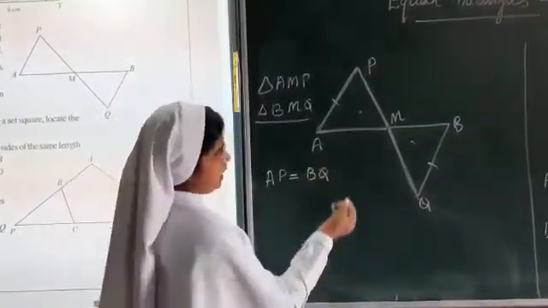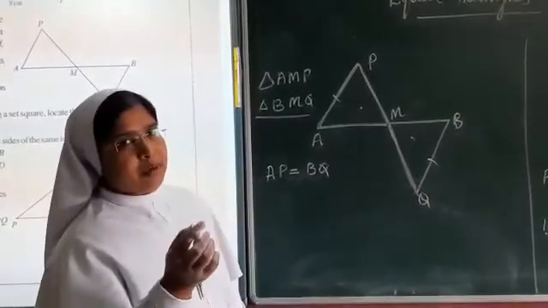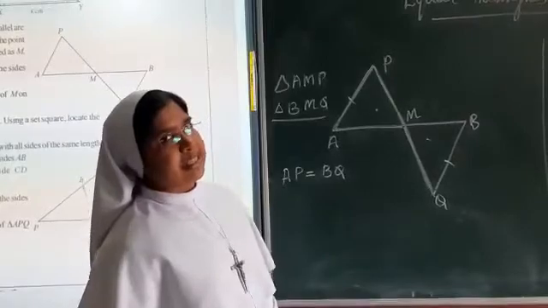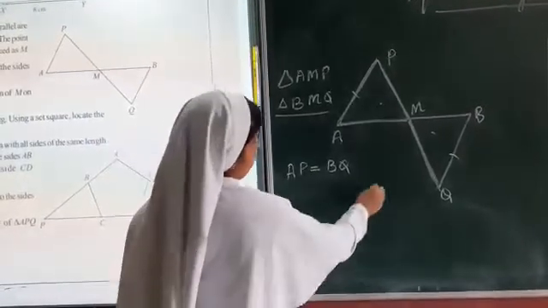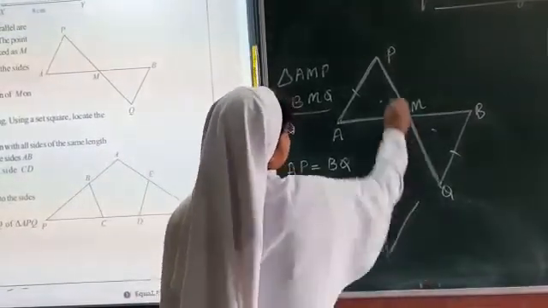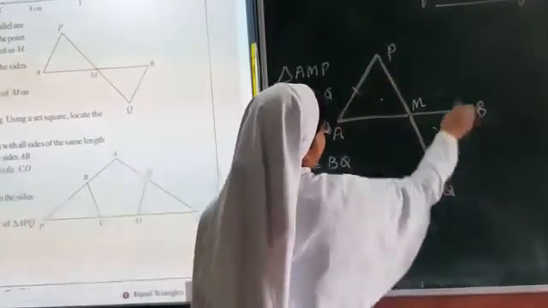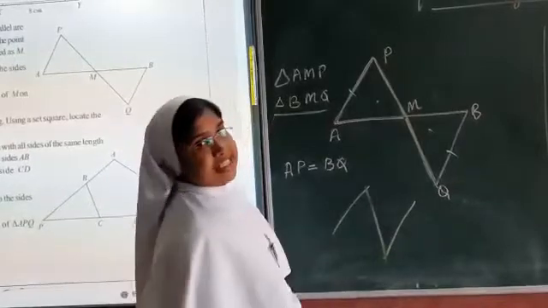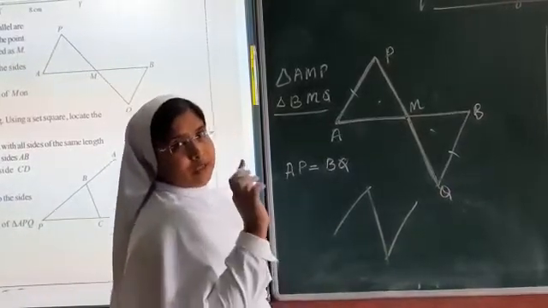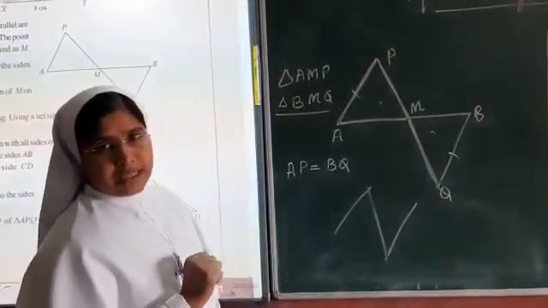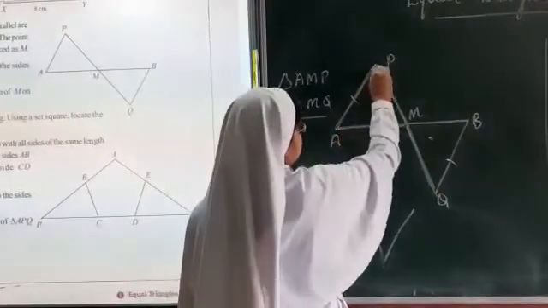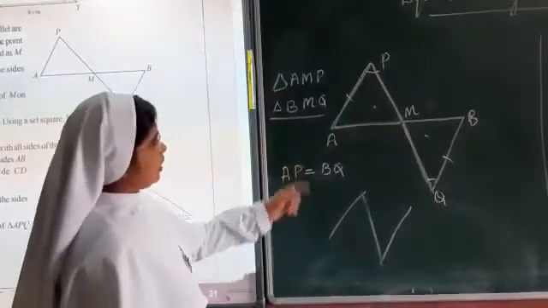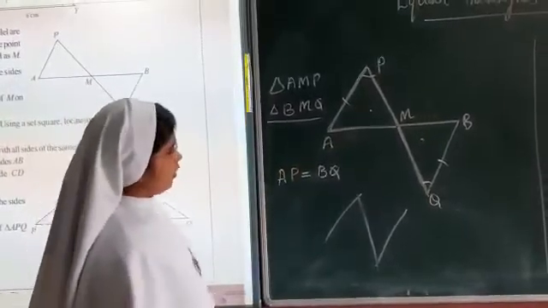So let's see here. Earlier when we learned about the parallelogram, I said one thing: when two parallel lines are cut by a third line, the alternate angles will be equal. Now let's look here. AP and BQ are cut by a third line here. So these are the alternate angles.